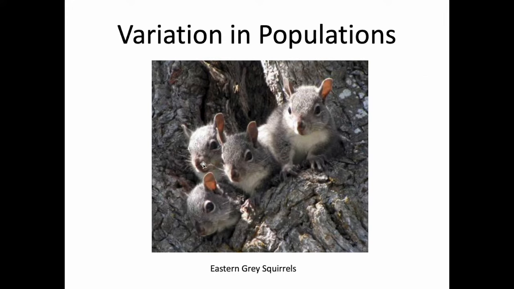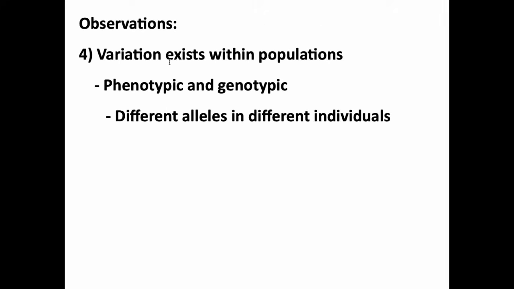Going back to these squirrels, they kind of all look the same to me. I wonder if we all look the same to them. They all kind of look the same to me, but we know how meiosis and sexual reproduction works. If we were to sequence the genomes of all four of these squirrels, we would see there would be differences between them. Even though phenotypically there aren't too many differences, there are going to be genotypic differences between these individuals. So variation exists within populations. Yeah, this is phenotypic and genotypic.